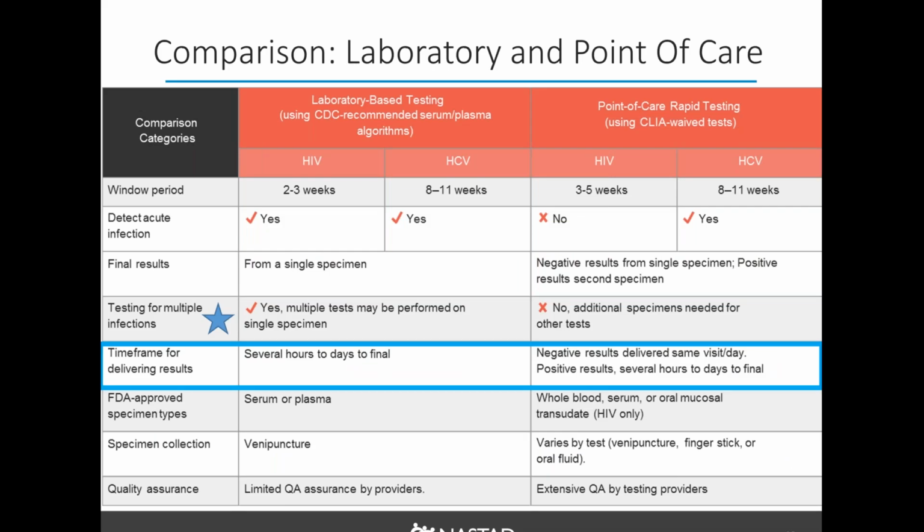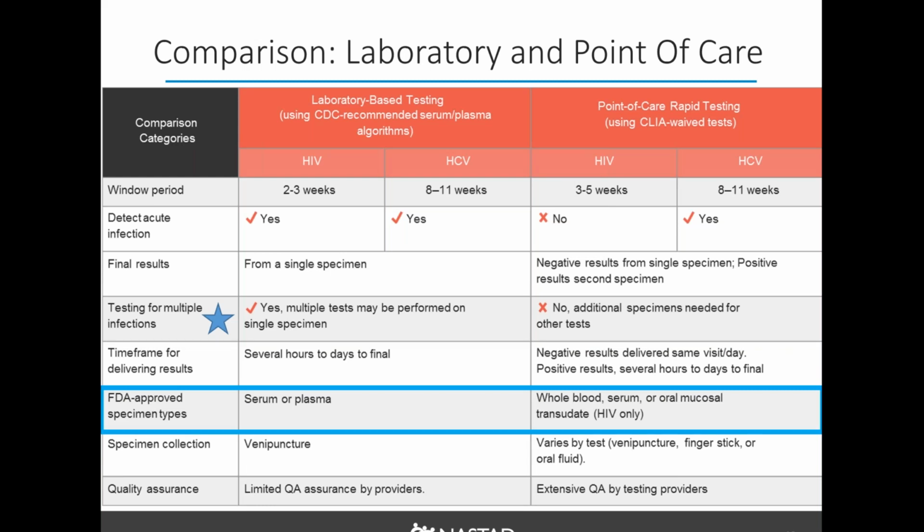But back to the table, I also want to point out some potential positives of the point-of-care rapid testing. One is delivery of results. Potentially a person with a negative rapid test would get that result the same day and be out the door. In the case of a positive result, you may or may not be getting any improvement over delivery of results if you have to do subsequent testing, as compared to the laboratory test. But just something to think about is delivery of those results.